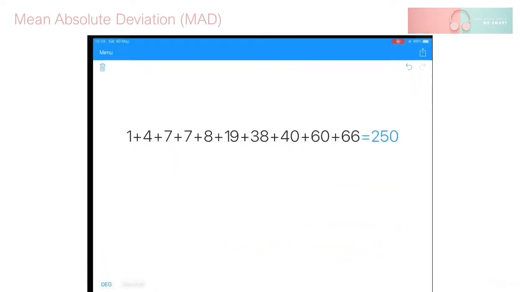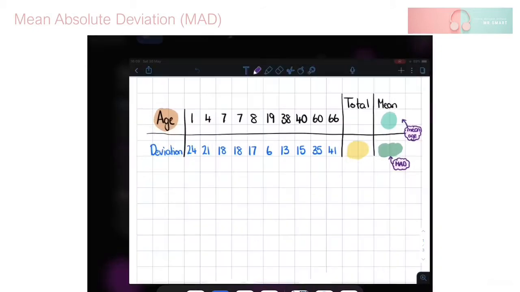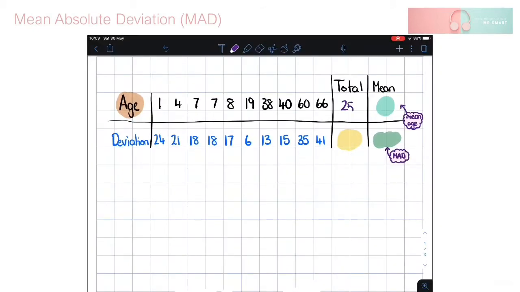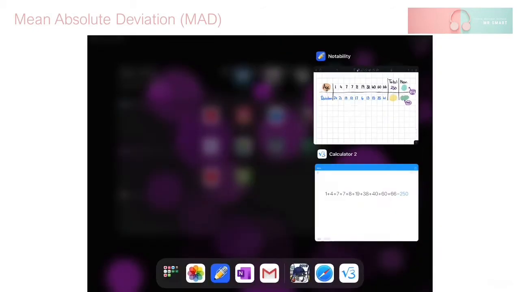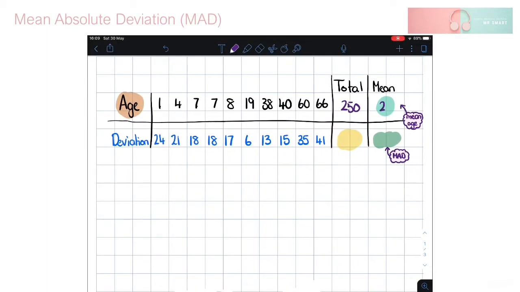So on my calculator, I can see that the sum of those values is 250. So I'm going to write that into my table. And then take 250 and divide it by 10, because that is the number of people that we have in our sample, and that equals 25. Okay, so that is our mean age.